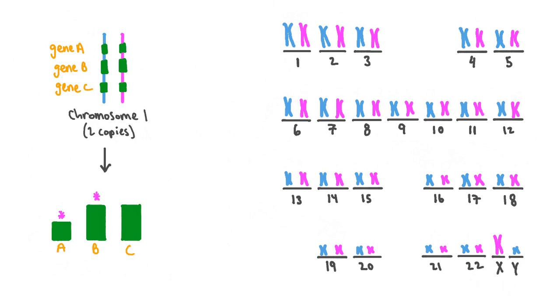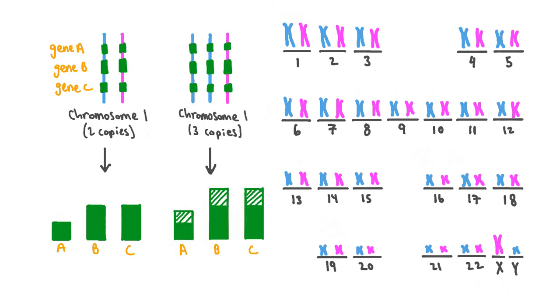So what happens if we add another chromosome? Since we now have 3 copies of chromosome 1, and therefore another copy of genes A, B, and C, the expression levels of each gene increase, and this might not be good for the cell. Imagine baking a cake and using too much flour or sugar or some other ingredient. The results might not be very good.